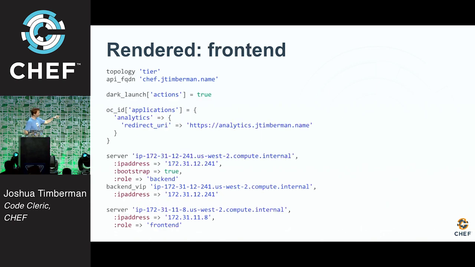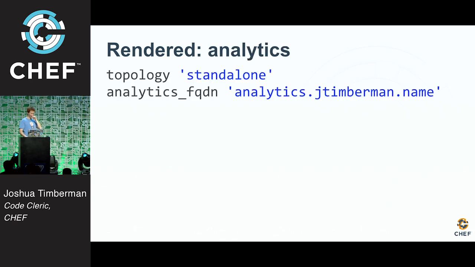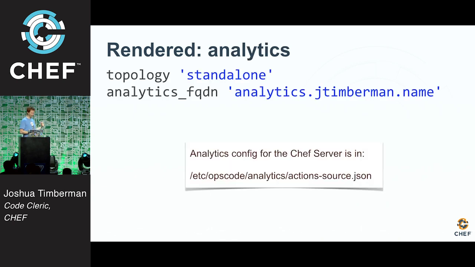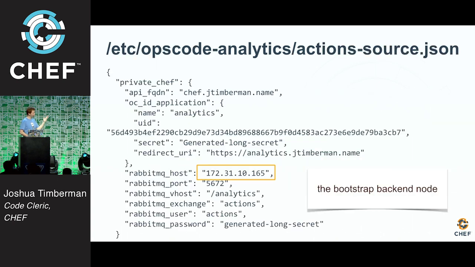On the front end, we have not only the backend node, but we also have the front end node. Because the backends don't need to know about which front end nodes are talking to them, but the front end nodes need to know about each other and about the backend. On analytics, we just have a standalone topology, and the more relevant analytics configuration is in this actions-source.json file, which looks like this. And the main thing there is that we're talking to RabbitMQ. We've got automatically generated secrets and some other JSON data that's in there.